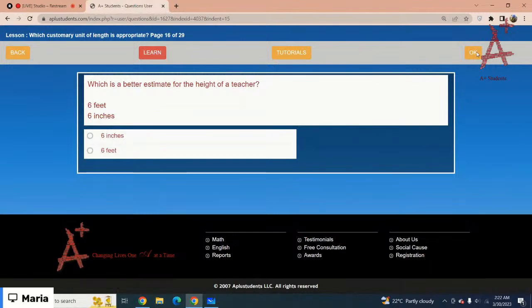Okay, which is the better estimate for the height of a teacher? It would be 6 feet. Got it? The height of humans is measured in feet. Got it? It would be 6 feet, not inches. Got it?